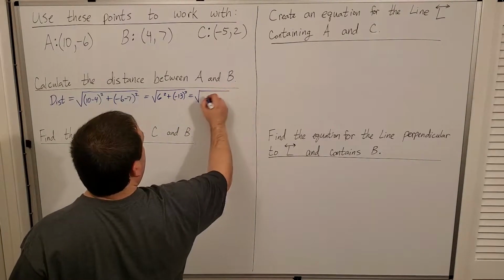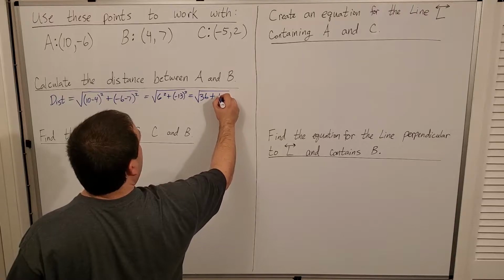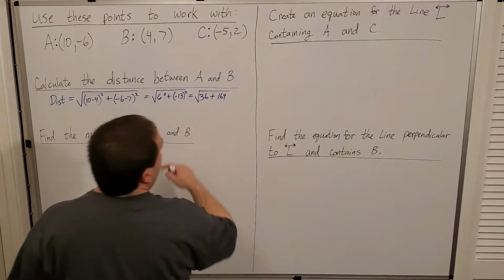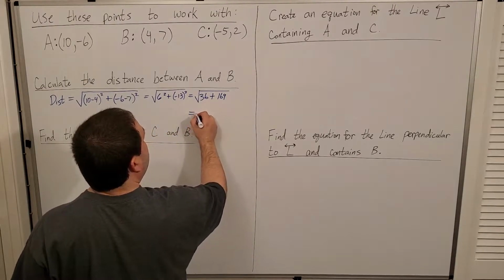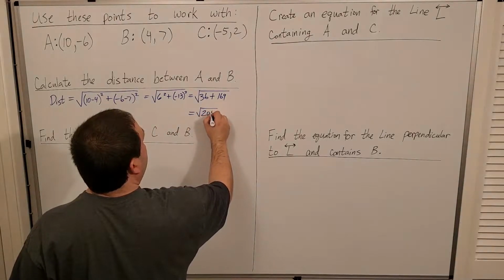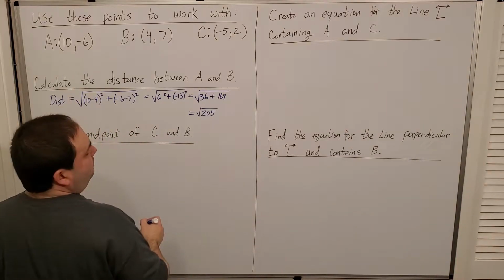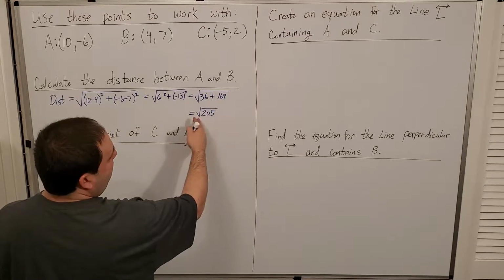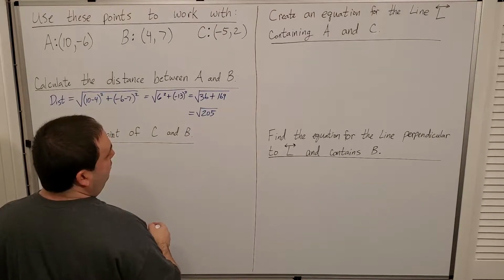So that's 36 plus 169. So let's see, 35 and 70. I have the square root of 205. 205 is 41 times 5. So I can't factor this one into anything that can be reduced any which way.